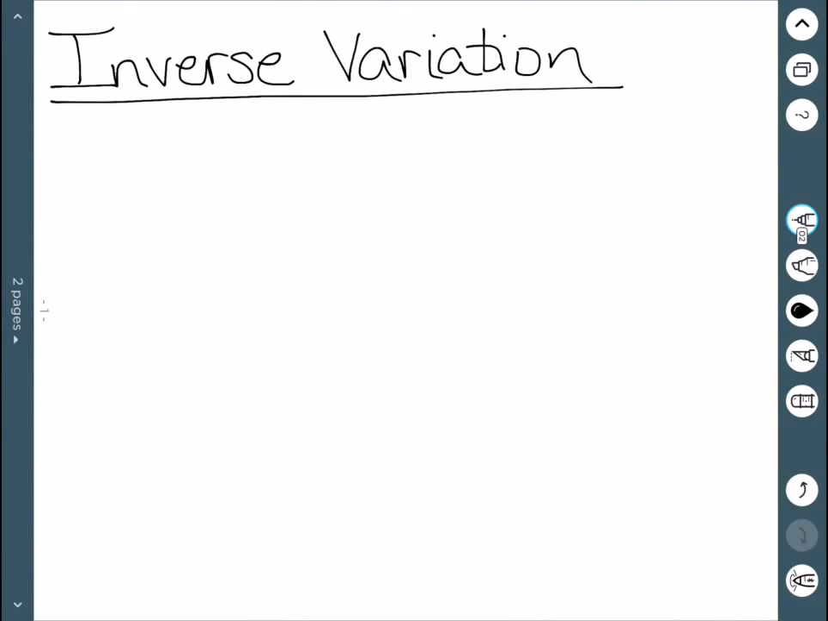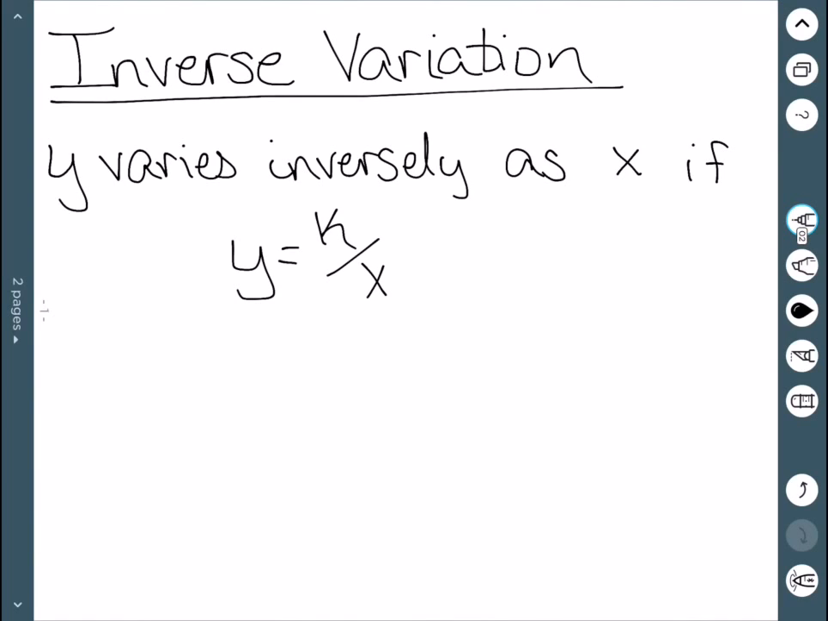We'll now look at what's called inverse variation. We say that y varies inversely as x if y is equal to k over x, where k is once again positive and is still the constant of proportionality, just like it was with direct variation. Therefore, on a single problem, once we find k, it will not change.